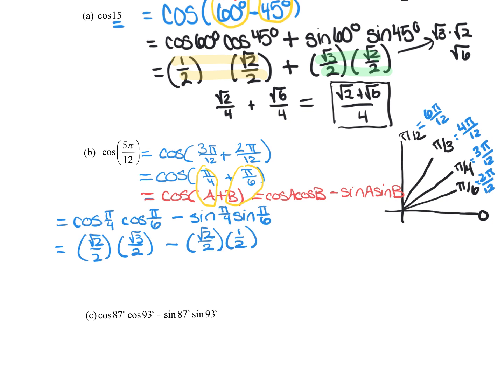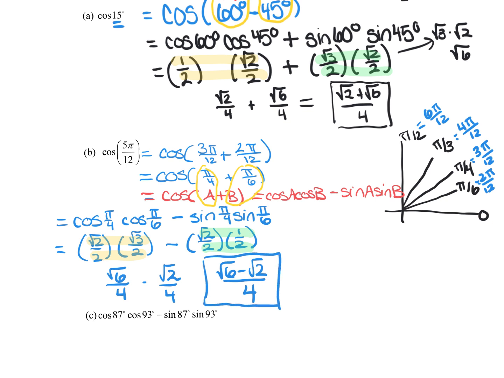And then you multiply your fraction straight across. So you should get root 6 over 4 minus root 2 over 4. Same denominators, so this equals root 6 minus root 2 over 4. No, you cannot combine those numerators. Leave it like that. They live in their own houses, and when they're adding and subtracting, you cannot combine them. So don't do it.